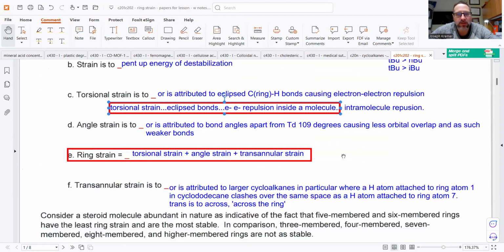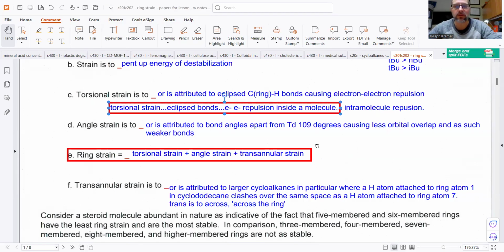Transannular strain is attributed to larger cycloalkanes, in particular where a hydrogen atom at ring carbon number 1 in cyclododecane clashes over the same space as a hydrogen atom at ring carbon atom 7. Trans in transannular means across, like a transatlantic flight. These hydrogens should be across the ring, out of each other's way. Are they out of each other's way? The ring is floppy enough that they could be bothering each other.